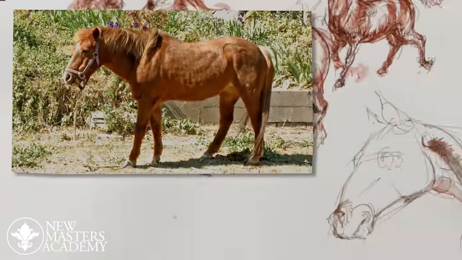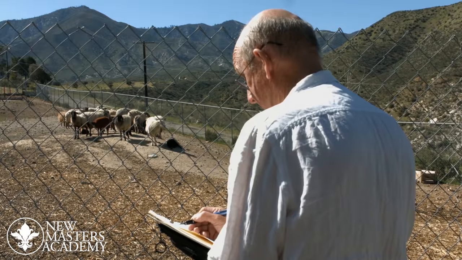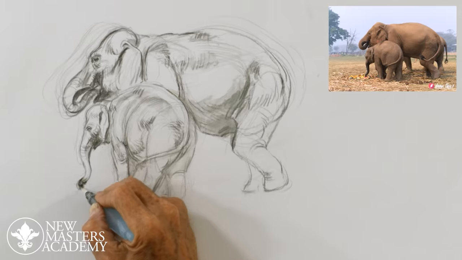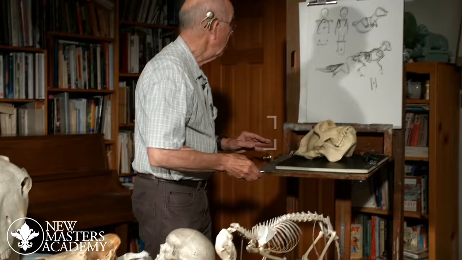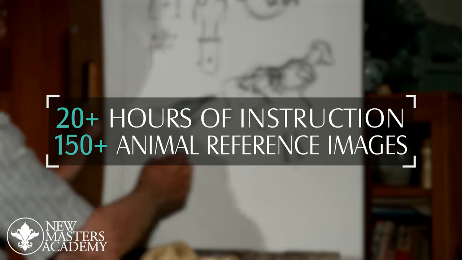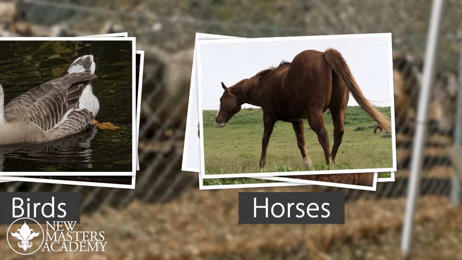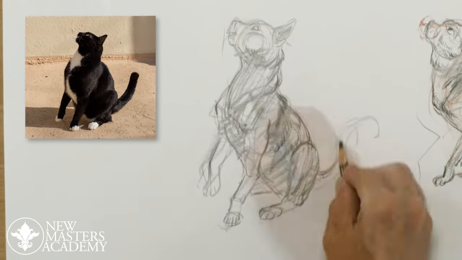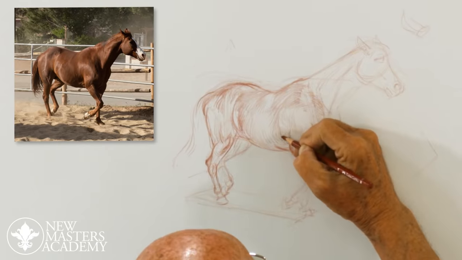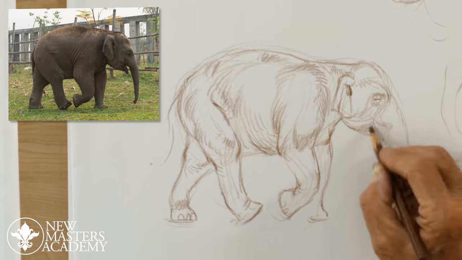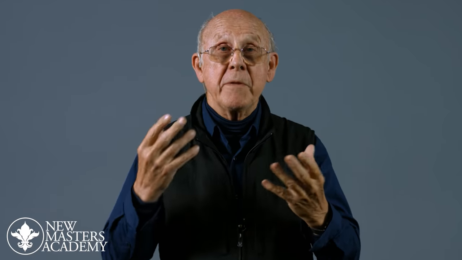I originally started teaching hand drawing 50 years ago. How do you draw something that you don't know anything about? I'm Glenn Vilppu. I approach animal drawing differently. I teach animal drawing from a structural point of view so that you can start to draw animals from imagination.